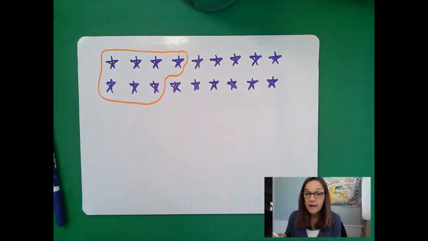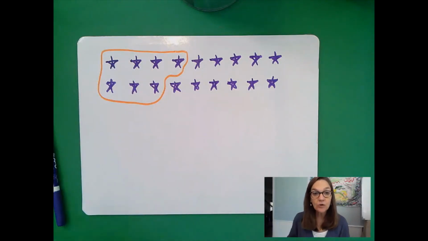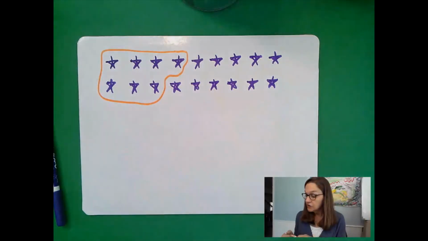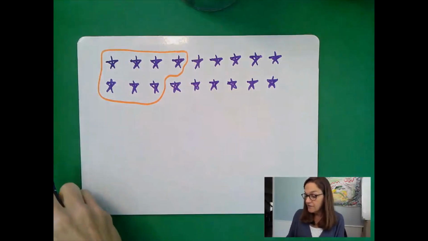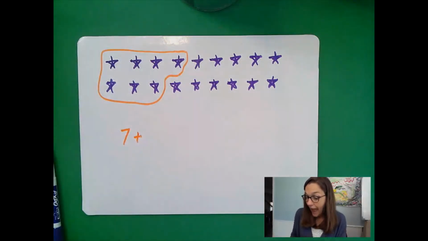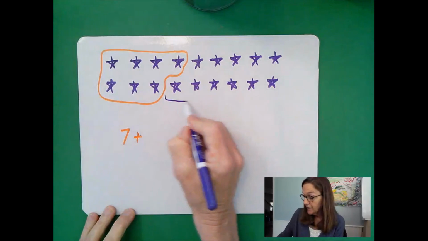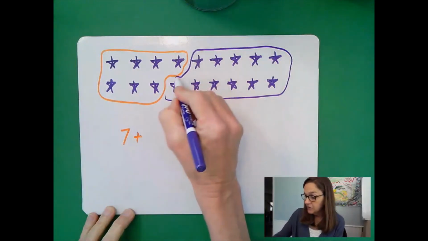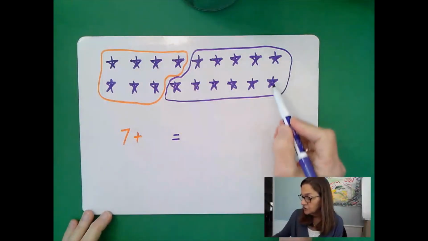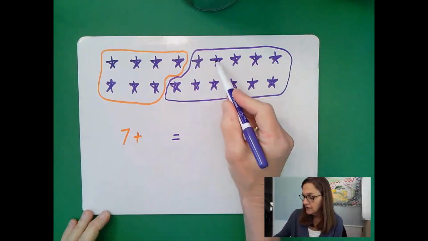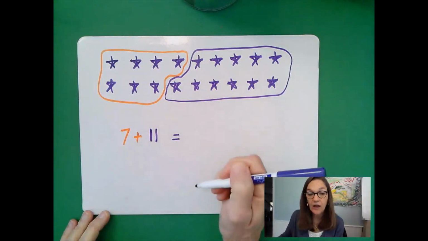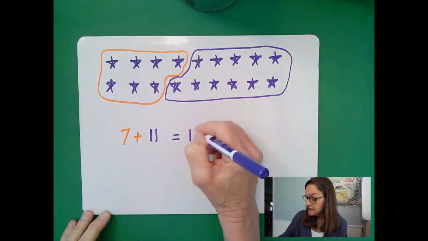Then I want to make an addition sentence using 7 plus the rest to equal 18. So I would say 7 plus how many more, and that would be these, equals 18. Well, let's count them. 2, 4, 6, 8, 10, 11. So 7 plus 11 equals 18.